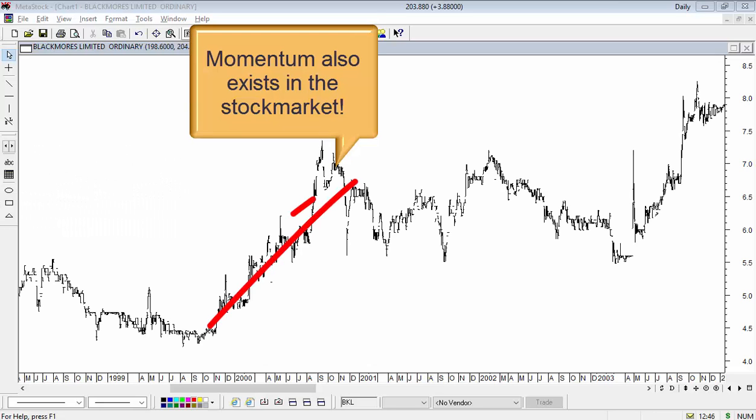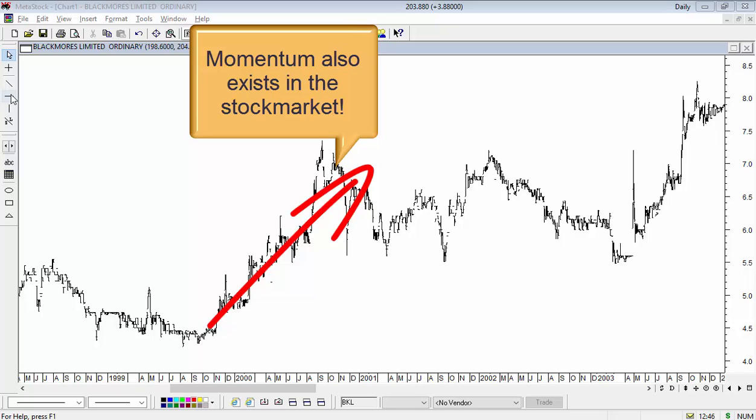Now, momentum, if you think about the real world, is the idea that if something is moving in one particular direction, it will continue to move in that direction until some other force is applied to the object, and so it either stops or changes direction. Momentum absolutely exists in the real world and also in the stock market.